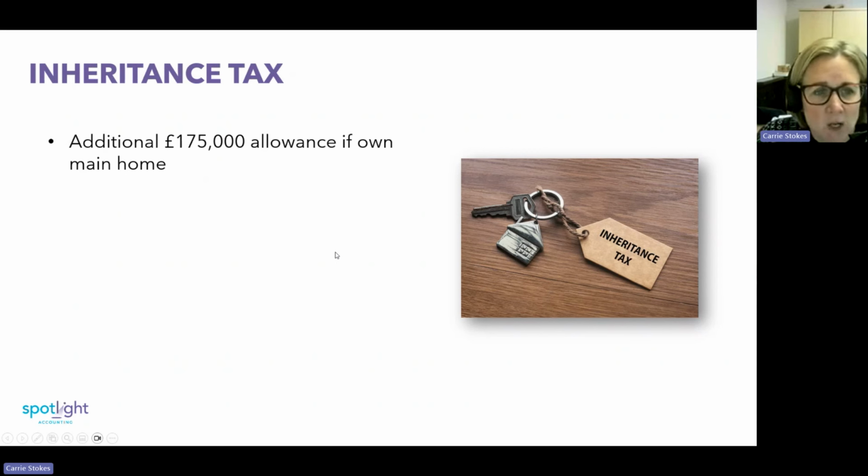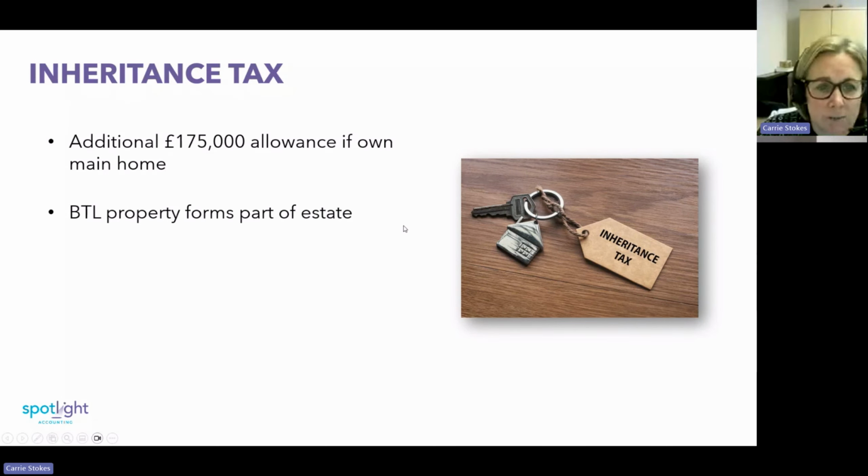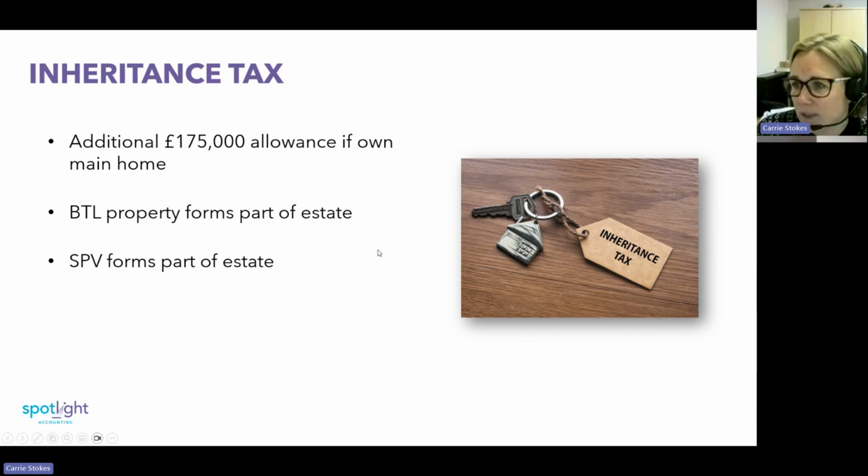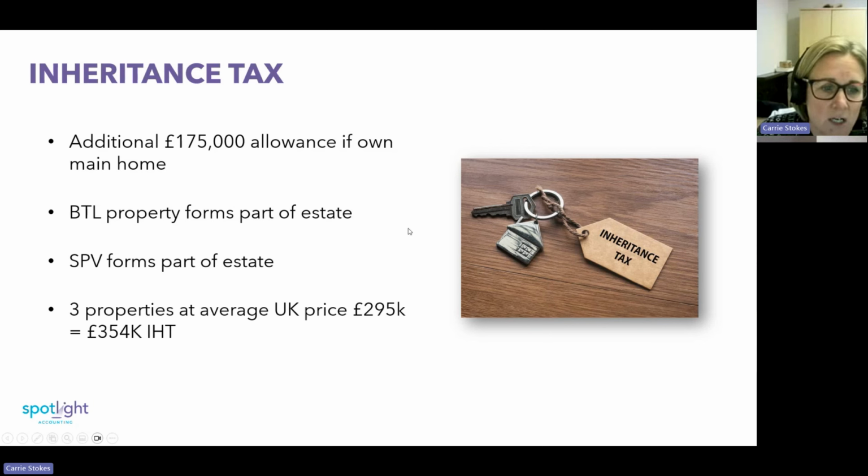Inheritance tax. If you own your own home, there is a £175,000 additional allowance. Buy-to-let property does form part of the taxable estate on death. And an SPV, the special purpose vehicle, because it's a property company, doesn't qualify for business asset relief, so that will form part of the estate. So, for example, if you have 3 properties with an average price of £295,000 and no borrowings on them, the inheritance tax bill on death could be up to £354,000.